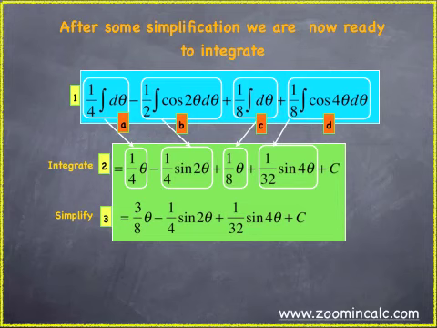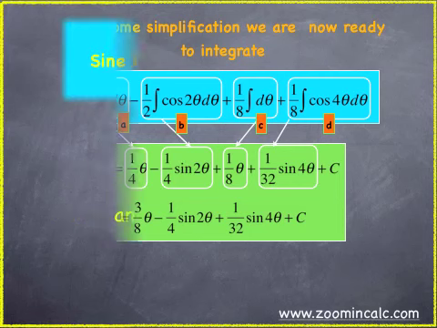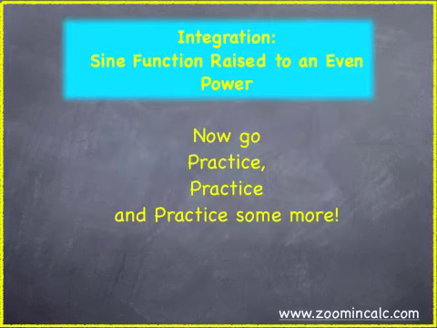In item 3, the only thing we did was we combined two of the terms. The terms A and C were the same, were both theta, so we can just add them together and we get 3/8 theta. And everything else pretty much stays the same. And that is our answer. So that's how to integrate the sine function raised to an even power. Now practice, practice, and practice some more.